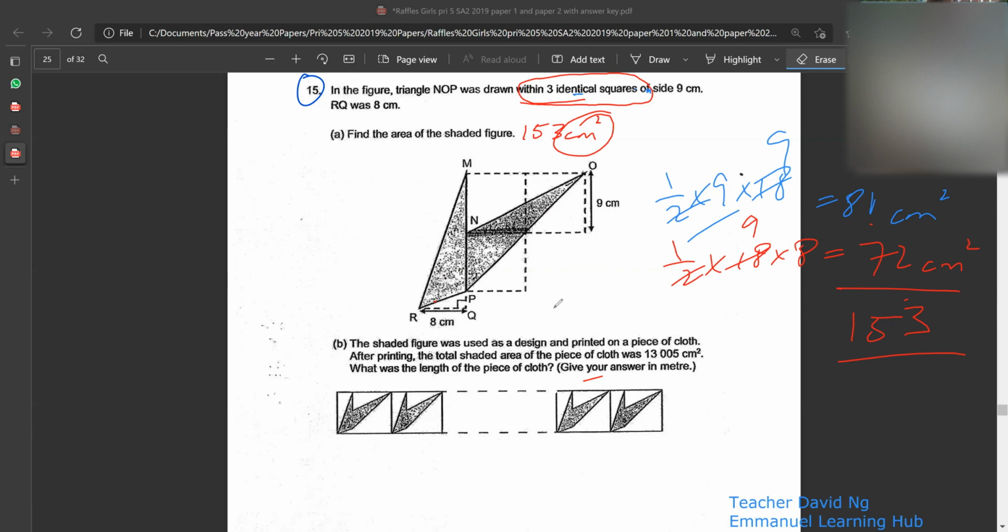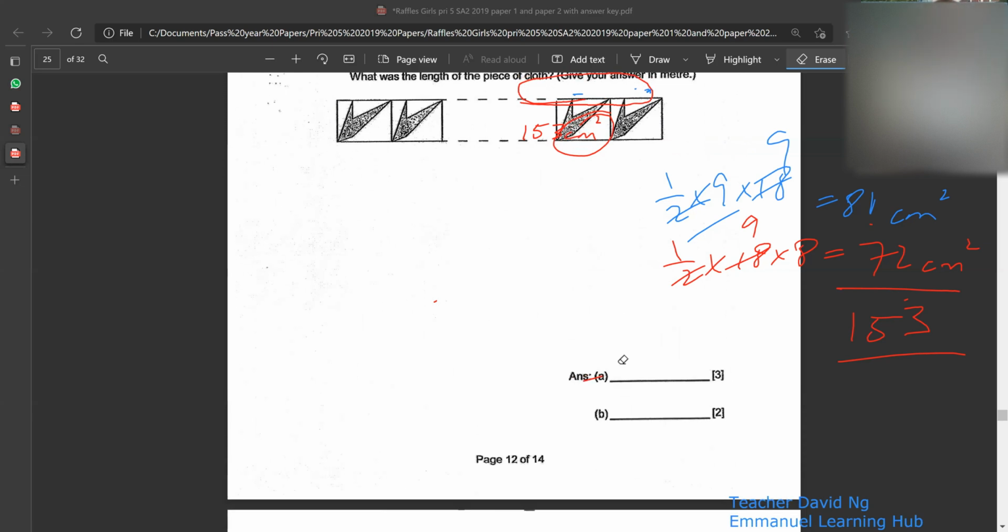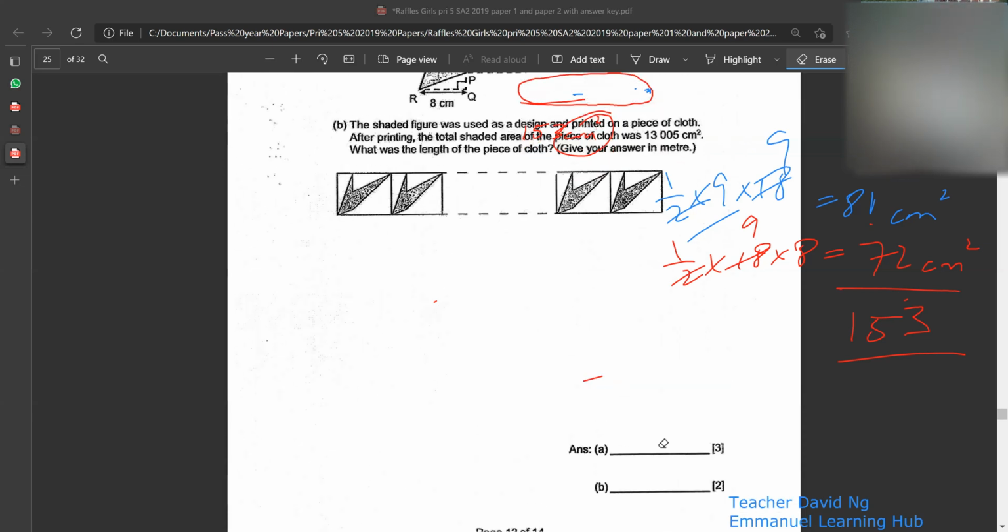Terrible marker, Teacher David. But most teachers are kind to give some marks. But I'm a very terrible marker. They purposely never write the unit here. You notice? Yes, they purposely do it. If a student writes 153 here, I give you 0 marks. I don't care that your working is correct, although it's 3 marks.